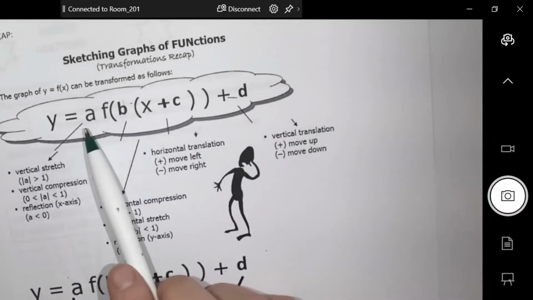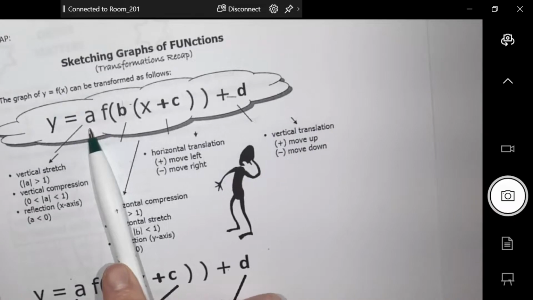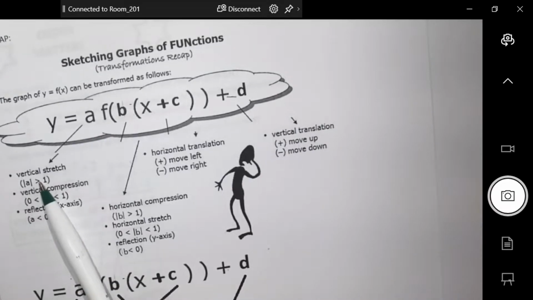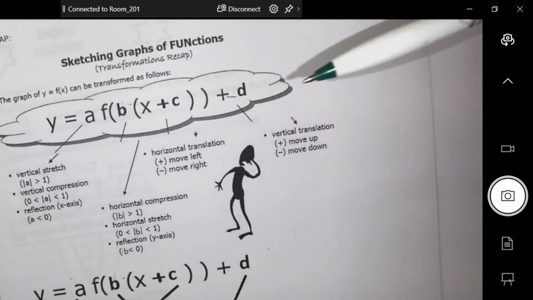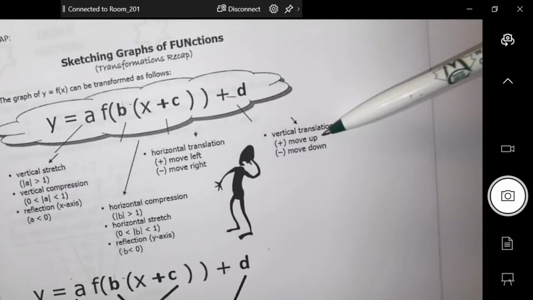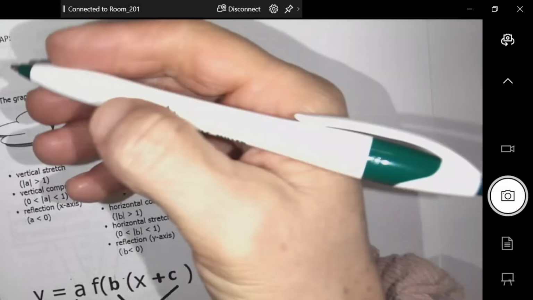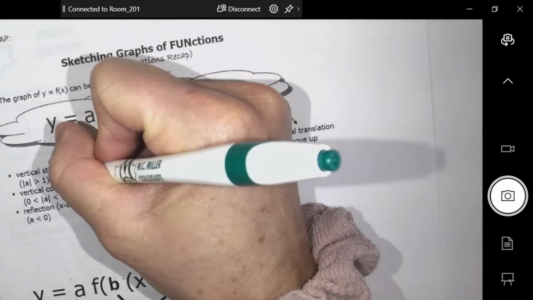Okay, so the A, this is how it can change. It can vertically stretch something, it can vertically compress something, or it can reflect something over the x-axis. Those are the things A can do. D can move things up or down. Those are the things that y can do. So do we want a visual?